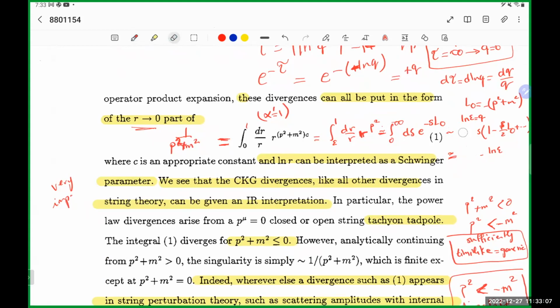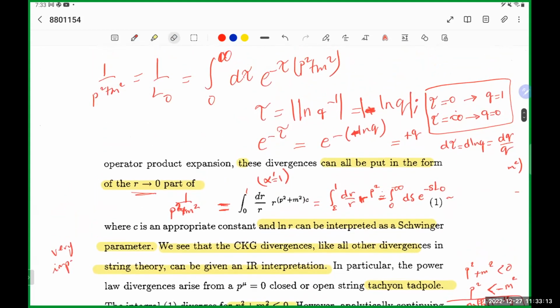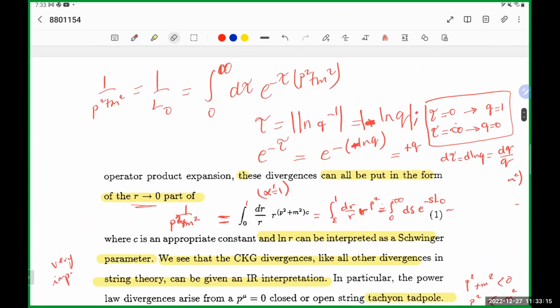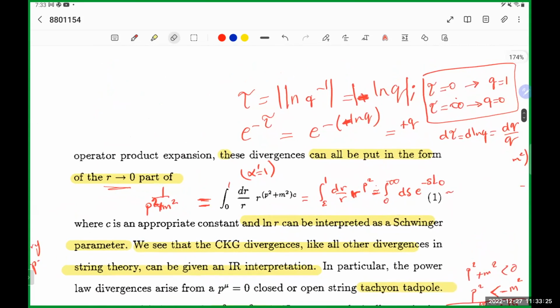Let's just run through these identifications. Right. So good. Let's break this down, because I think this is very important. Take alpha prime here to be 1. We don't care about alpha prime at the moment.